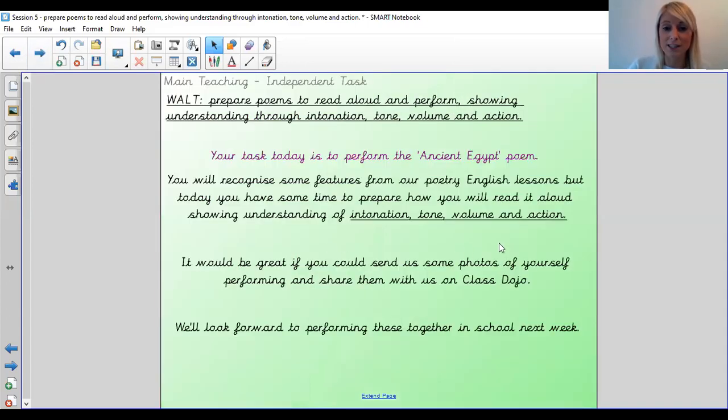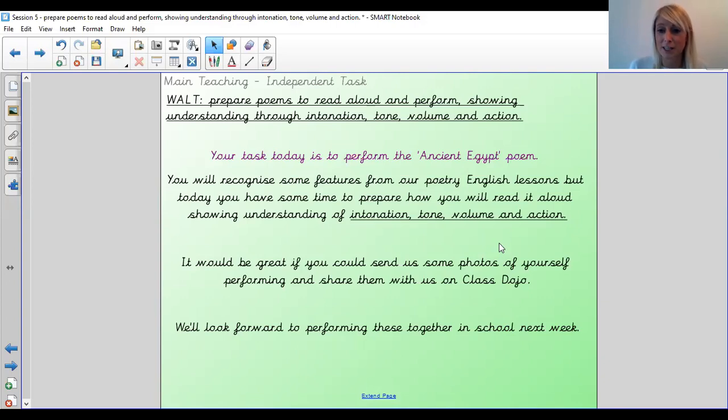So your task is to perform the Ancient Egypt poem. I've put it on the daily plan for you. There are a lot of verses, so you don't have to do all of them. You might like to pick a few of them that you really like, but do try and do as much as you can. So you'll recognise some features from our poetry English lessons, but today you're going to prepare how you will read it aloud, showing understanding of intonation, tone, volume, and action.